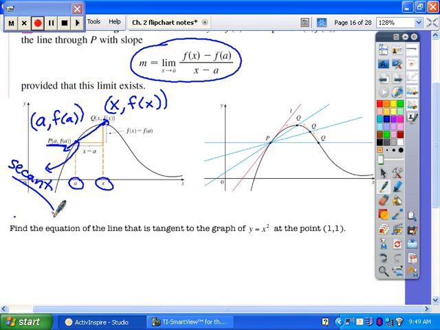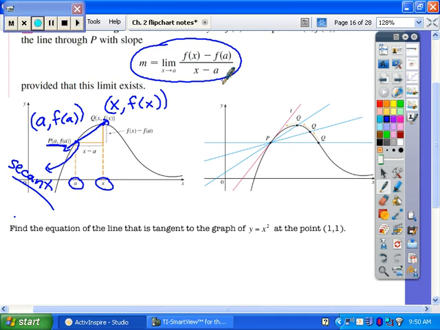How do I get the slope of the secant line? I just use a slope formula. Change in y over the change in x. So the change in y is the f of x minus f of a. That's where the top comes from. And then I take the difference in the x's, which is x minus a. That's where the bottom comes from. So the right-hand side is the slope of the secant line.